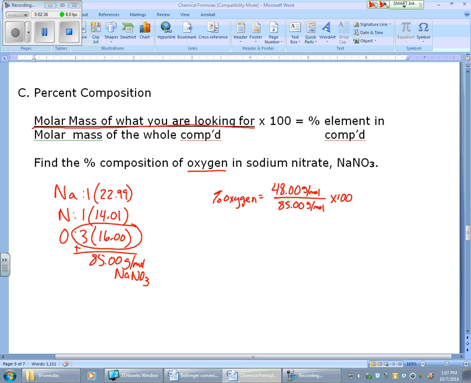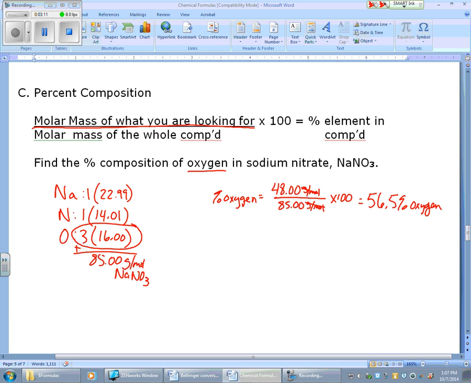So when I calculate this, I end up with 48 divided by 85 times 100. And so I'm not real picky with sig figs here. Grams per mole cancels out, so it'll just be a percentage for your answer. Let's just take it to 1 decimal place. 56.4, rounding rules, 56.5% oxygen in that compound. So it's over half oxygen.